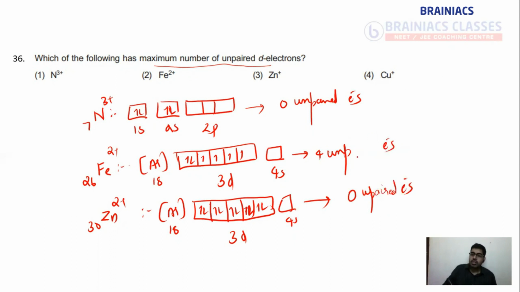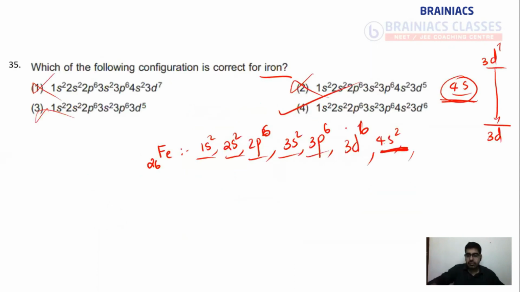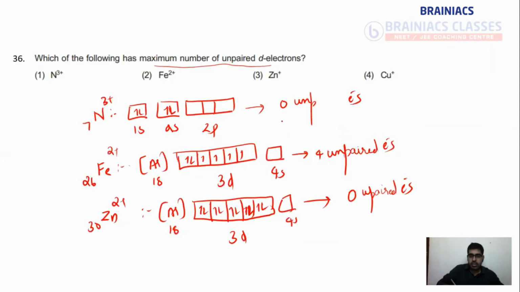0 unpaired electrons. 0 unpaired, paired. Okay, one more, students. 0 unpaired, paired electrons. Now last one, copper.